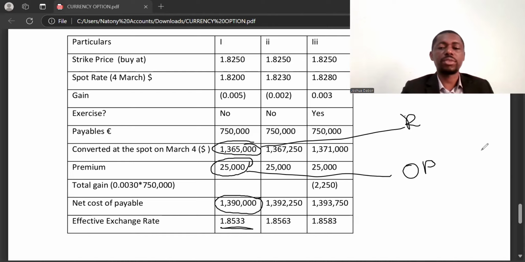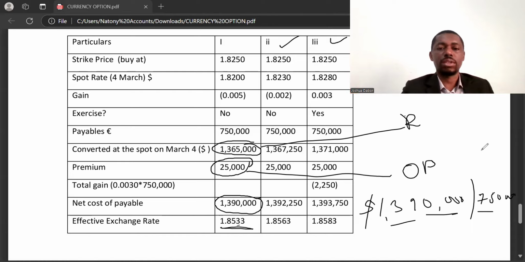So how did we arrive at the effective rates? The amount that is being expected is 1,390,000. This is dollar. The quotation is dollar per euro. And the euro you are expecting is 750,000. So this divided by 750,000 will give you this amount. So the same principle we apply for this and this. This is just the same as this, but since here there is a gain, this is the gain.